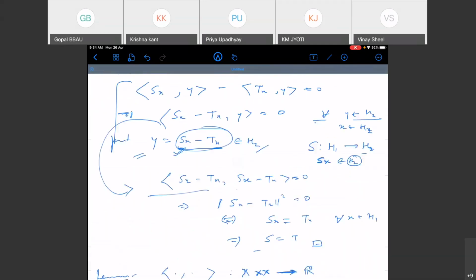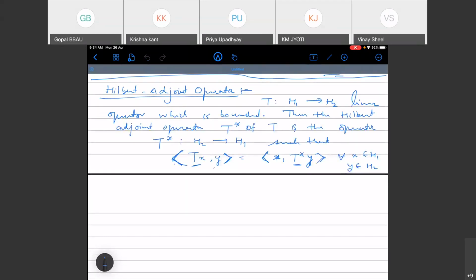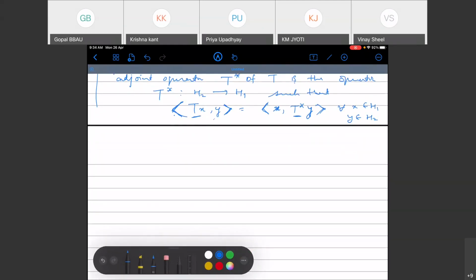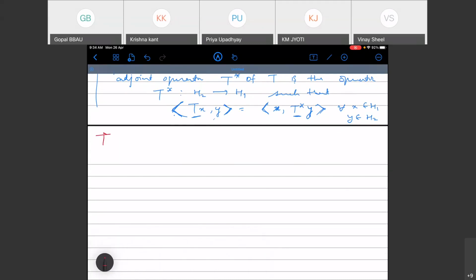We know where these inner products are. So the first question is whether this definition makes sense or not. Let's see whether there exists such a linear operator T* for a given T. So for that, let me write a theorem.